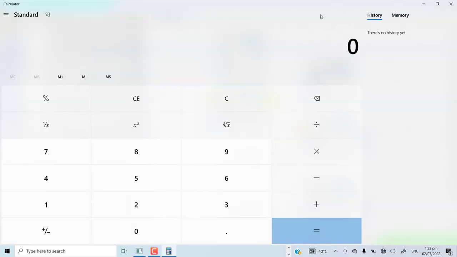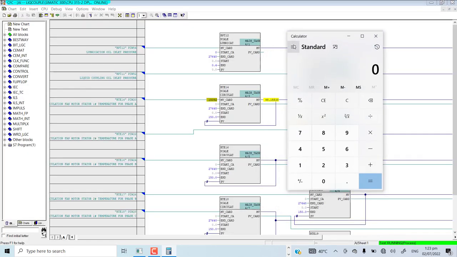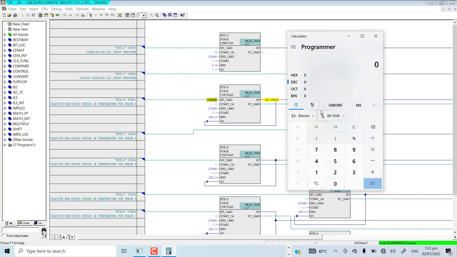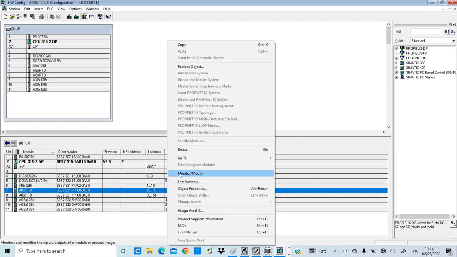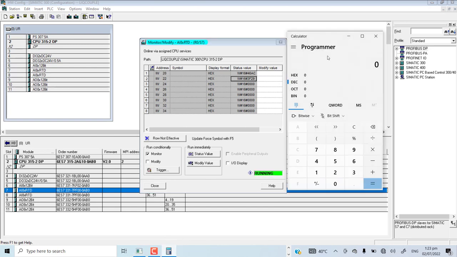But before that, you need to do some mathematical calculations. Open your scientific calculator. Well, the value coming at the PLC input channel, if I monitor it again, is 46AC, right? So open your calculator. 46AC. Now this is the hexadecimal value. Convert it to decimal, right?